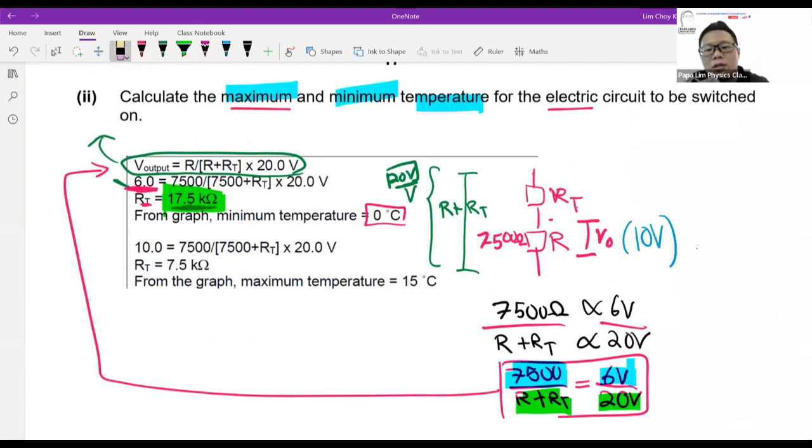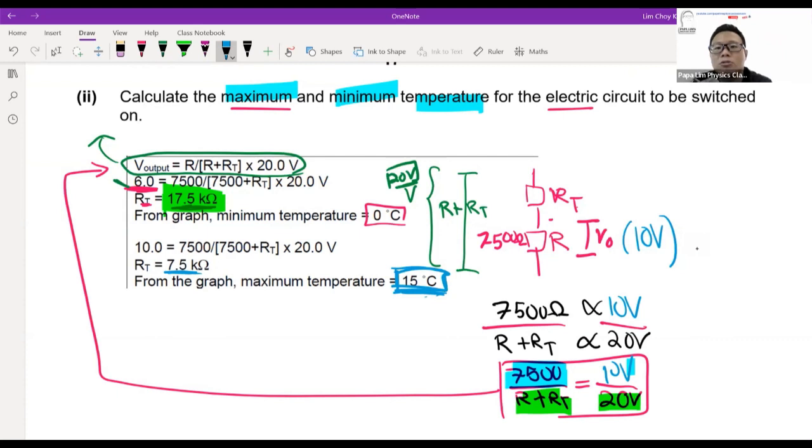Okay, so instead of 7,500 ohms controlling 6 volts, it now actually controls 10 volts. And similarly, if I apply rate and ratio, I should be able to get this formula, and I should be able to get my thermistor to be 7.5 kilo ohms. And true enough, if you look at the graph on the top again, 7.5 kilo ohms will actually correspond to the maximum temperature of 15 degrees Celsius.